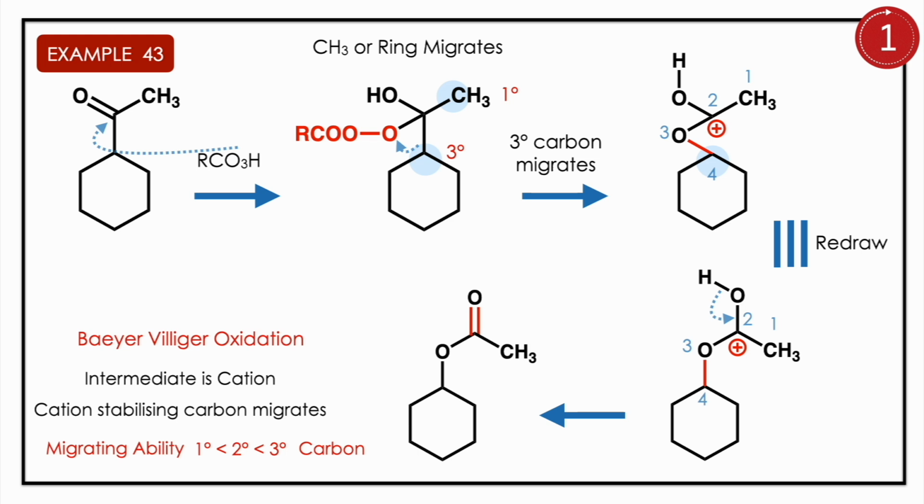Here you have two choices. The primary carbon can migrate, or the ring carbon, which is tertiary, can migrate. If you look at the stability, tertiary has higher stability, so it migrates. Tertiary can stabilize the cation better, so tertiary has the highest priority and migrates to the oxygen. The migration leads to the cation near the alcohol. Then the cation is quenched as a carbonyl, ending up with the final product. The concept you have to learn here is that tertiary has higher migrating ability than primary.